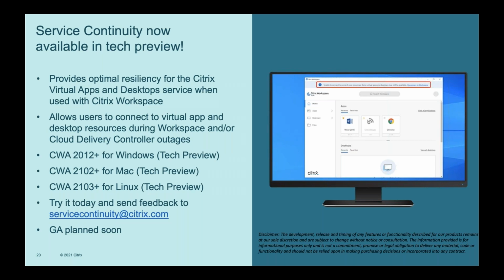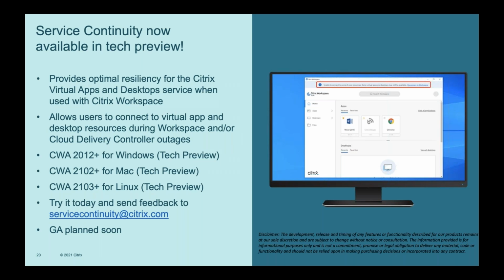Now, it is available in tech preview format. If you're a virtual apps and desktop service customer, now you can enable it with a feature toggle. You no longer have to reach out to us. If you are using it, we strongly encourage you, please reach out to our product management team via this email alias, servicecontinuity@citrix.com. They'd love to hear your feedback as we approach general availability.